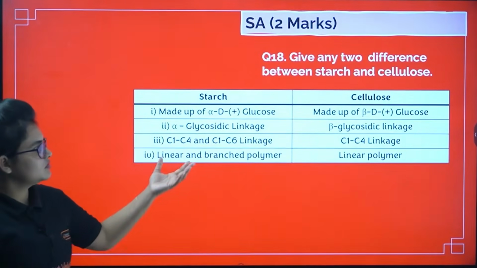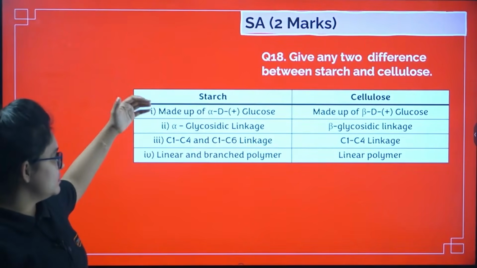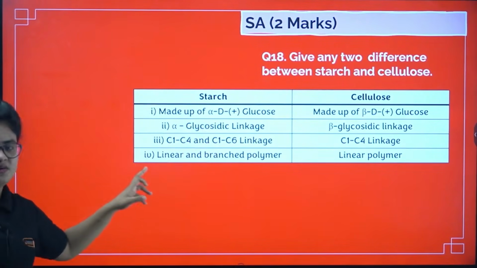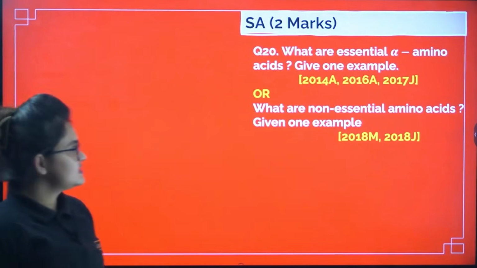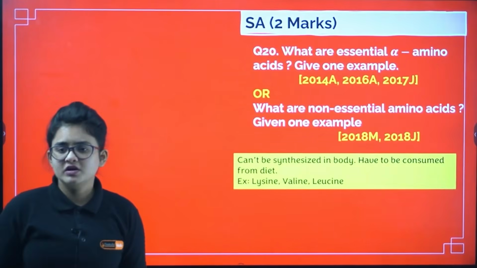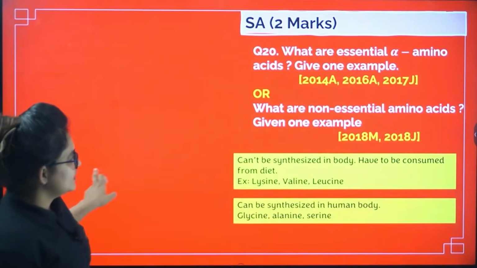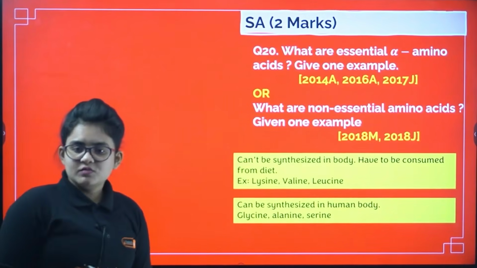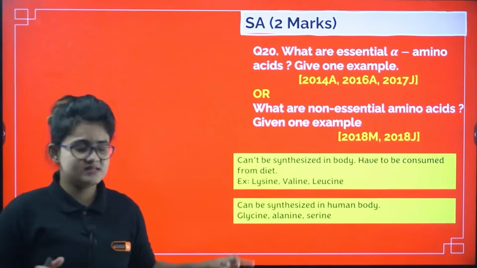Here you can see starch is made up of alpha D glucose, and cellulose is made up of beta D glucose. You can talk about the bond, and you can talk about the branched and linear structure, like that. Okay, let's proceed. What are essential alpha amino acids? Give an example. Essential alpha amino acids cannot be synthesized in your body, you have to consume them through diet, like lysine, valine, etc. Next, non-essential means they can be synthesized in your body, like alanine, glycine, etc.